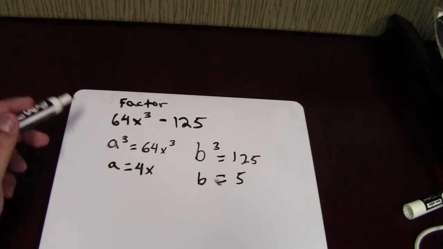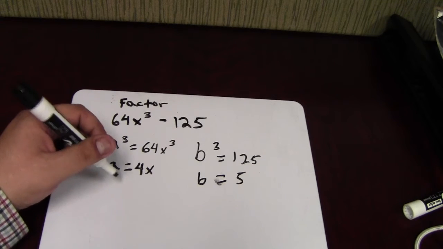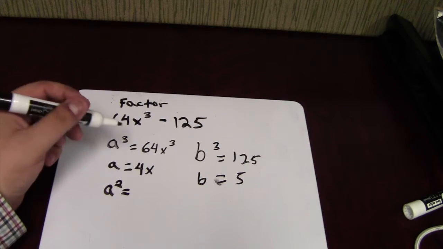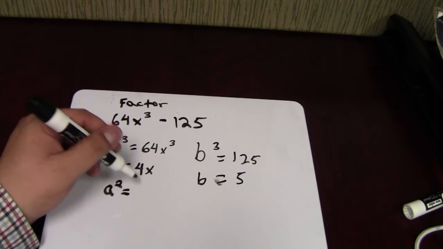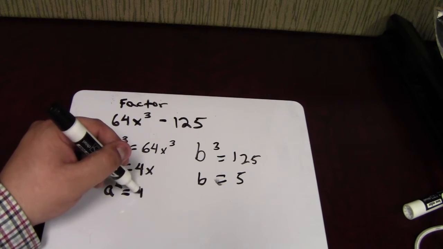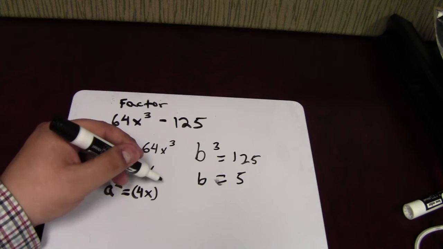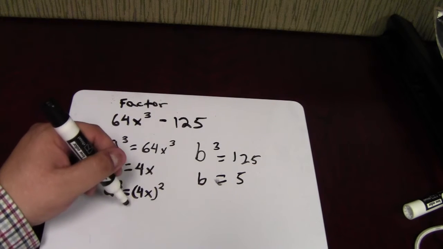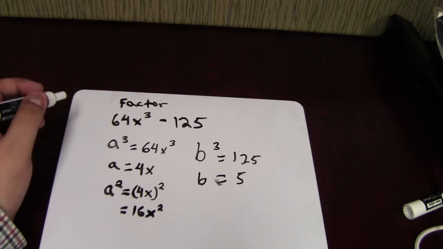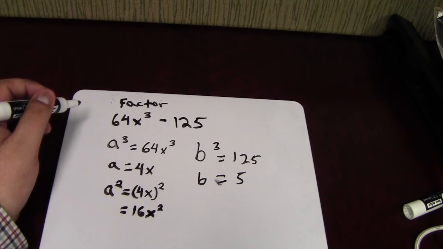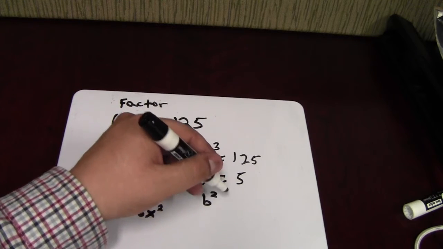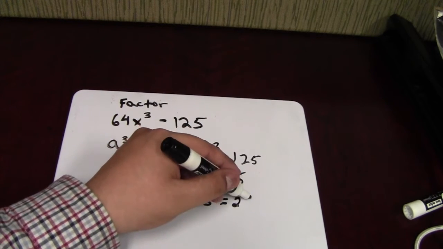So we have a and b, and we need to have a squared and b squared also. Well, if you know a is 4x, then that must mean that a squared is 4x all squared, which we can write as 16x squared. And b, that one's easier to deal with. b squared is 5 squared, which is just 25.